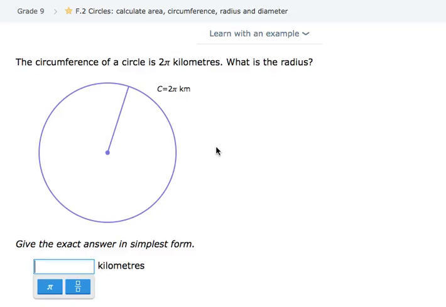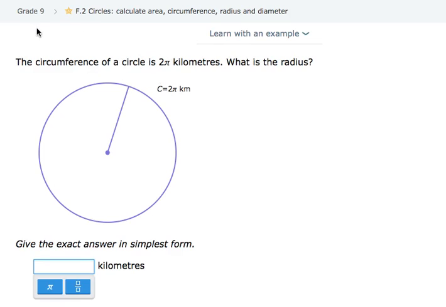Now that you've seen formulas for area and formulas for circumference, let's see how comfortable you can be moving around between them. It's important because these are two formulas that the more you get to know them, the less likely you are to confuse which one is for which. Remember, circumference is 2 pi r, area is pi r squared.